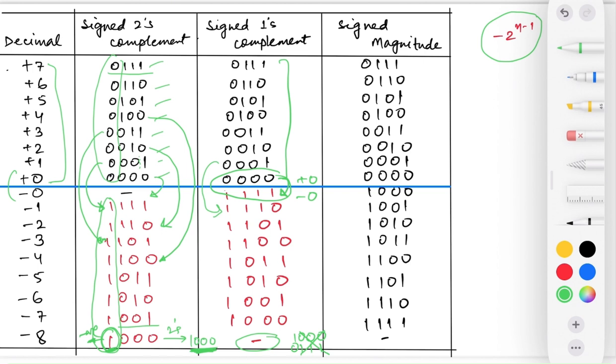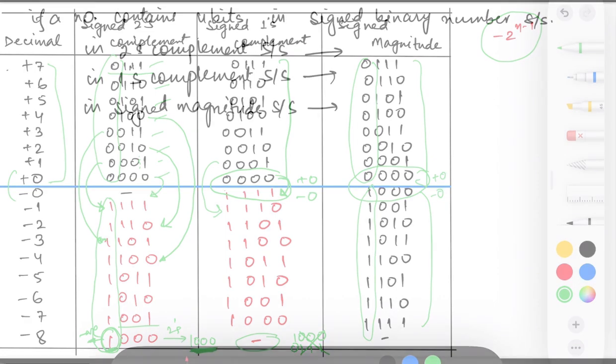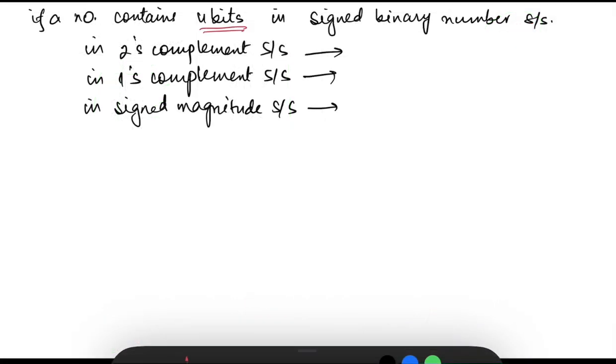In sign magnitude again, these are the positive numbers, and for the negative numbers just change this bit to 1. The remaining magnitude bits will remain the same. Here also you get two zeros, which is again a drawback of a number system to have two values of 0.